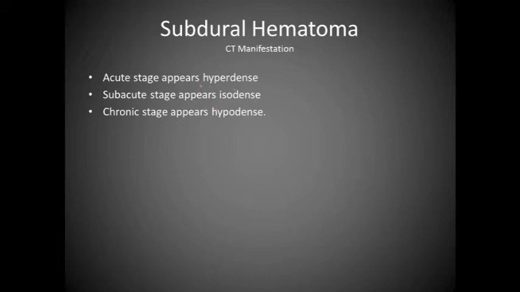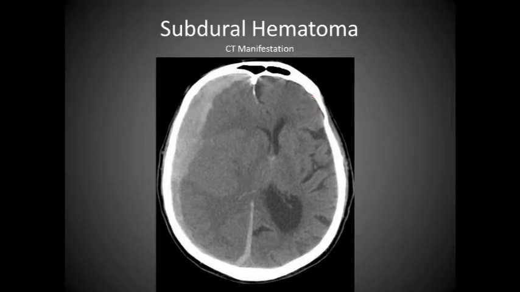Once again, acute stage appears as hyperdense or white. Subacute stage appears as isodense, or probably a little gray. Hypodense appears as black. And so the transition, we're going to have all three important contrast features of this. We're going to go from white to gray to black. And so when it's chronic, or it's been there for quite a while, it's going to appear black.